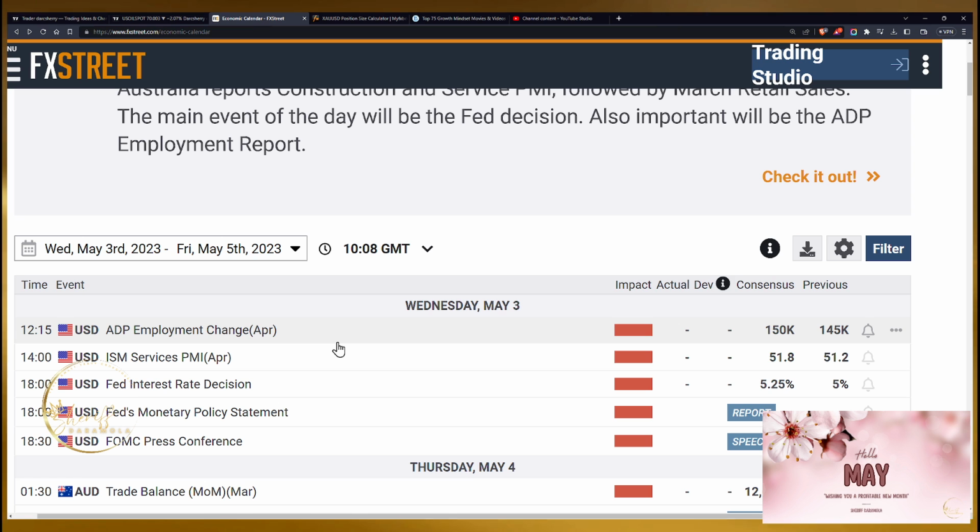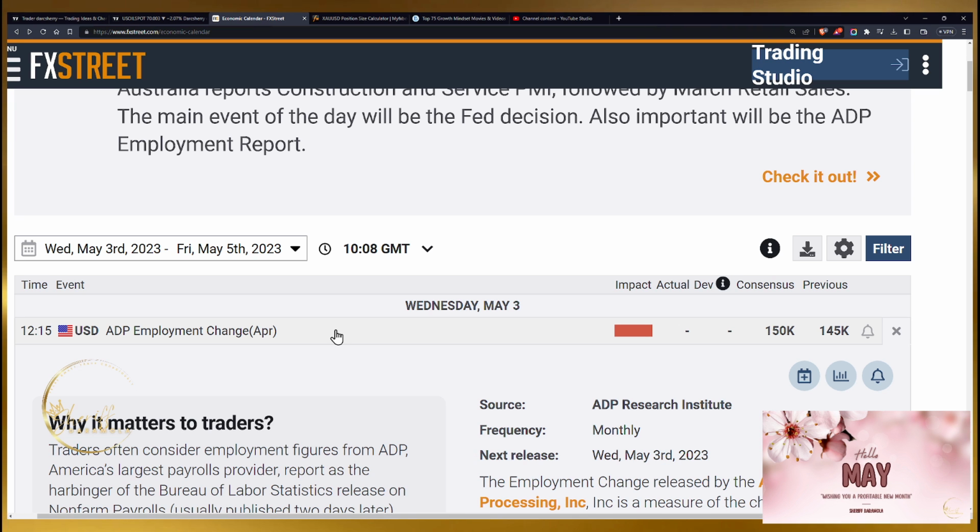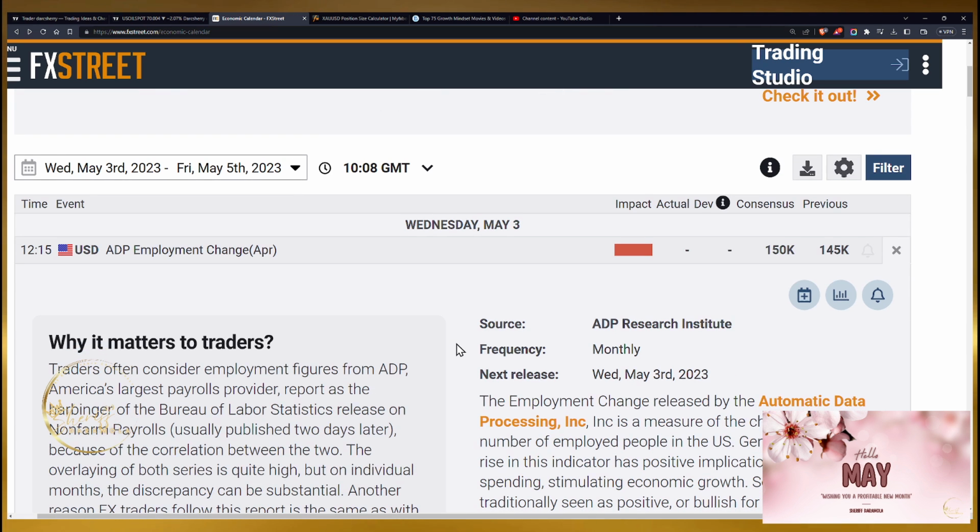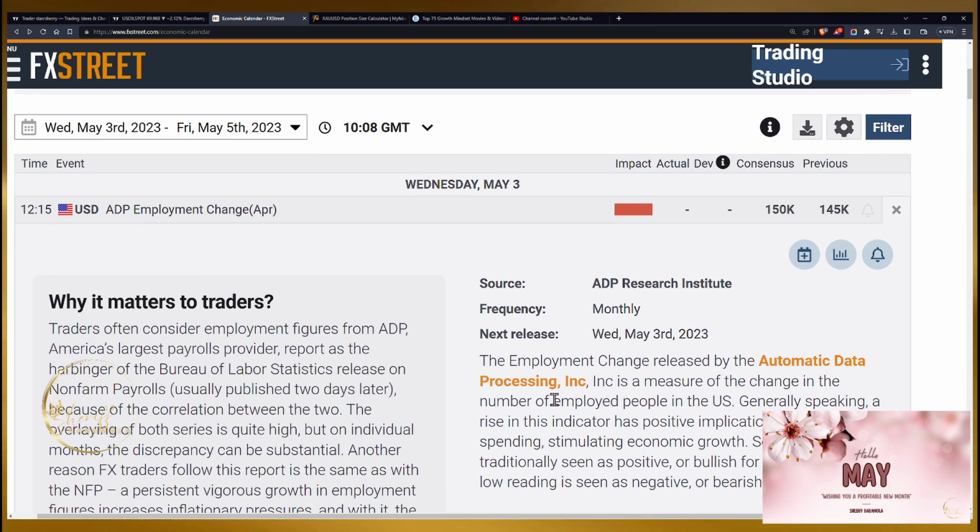And for today, Wednesday, May 3rd, we have a handful of high impact events, where the first one is coming up in about 2 hours from now, I guess: the ADP employment change. This is released by Automatic Data Processing, and it is a measure of the change in the number of employed people in the US economy. Generally speaking, a rise in this indicator has a positive implication for consumer spending, stimulating economic growth. So any high reading is seen as positive, and any low reading is seen as negative.